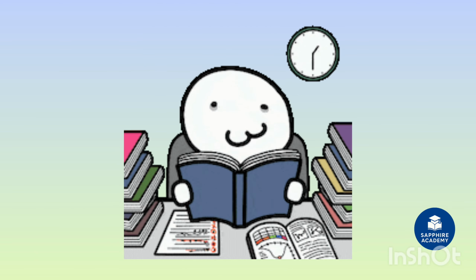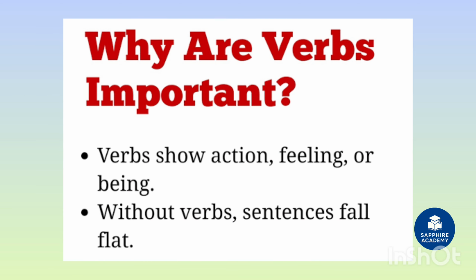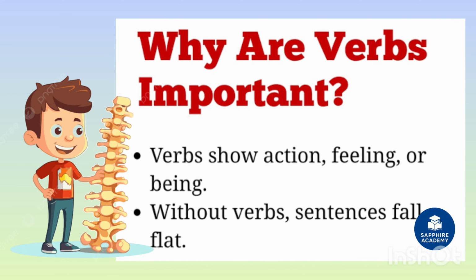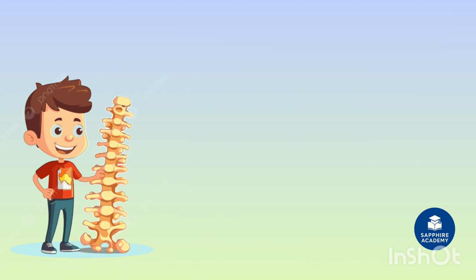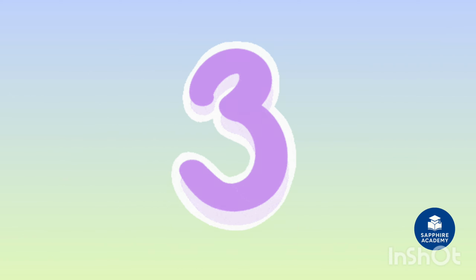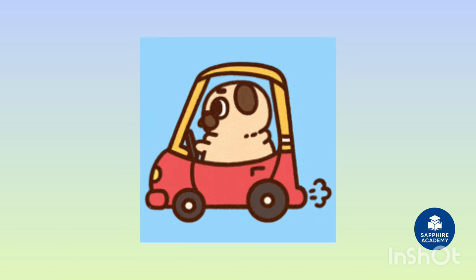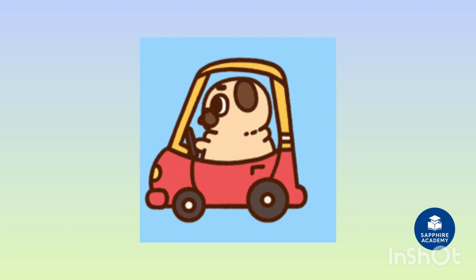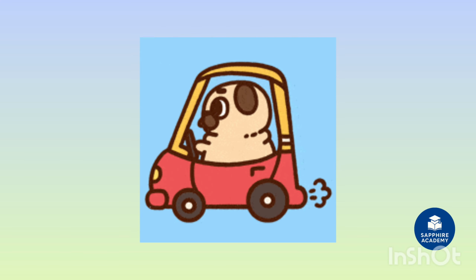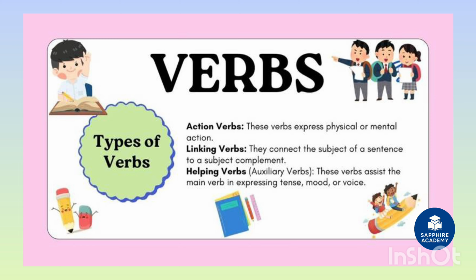It is clear that verbs play a crucial role in sentence formation. They help us show the action or state, indicate time through tense, and express certainty, possibility, or mood. Hence, the verb is rightly called the backbone of a sentence. Moving ahead, verbs can be classified into three main types. It is important to know the types of verbs to use them correctly in sentences. These are the action verbs, linking verbs, and helping verbs.